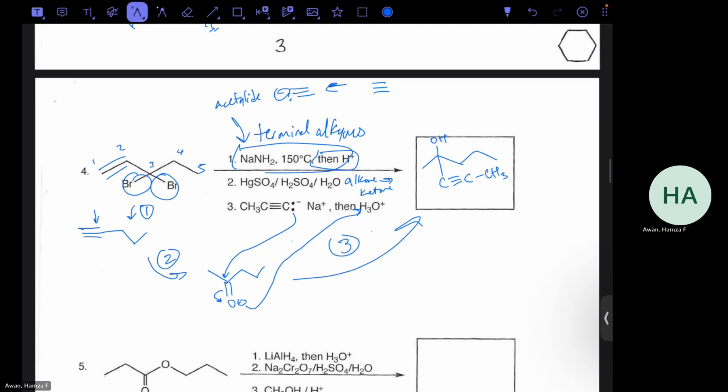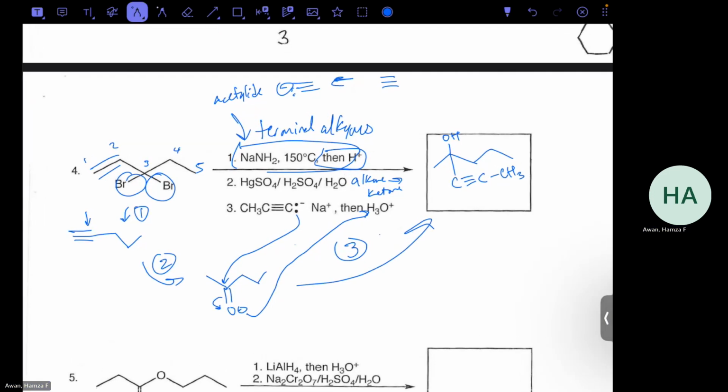One more time. The double bond on 4 and 5. Yeah, you can put it on 4 and 5. That's fine. They're both the same thing.